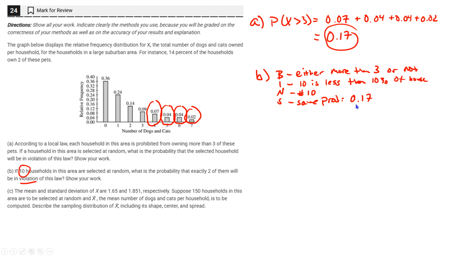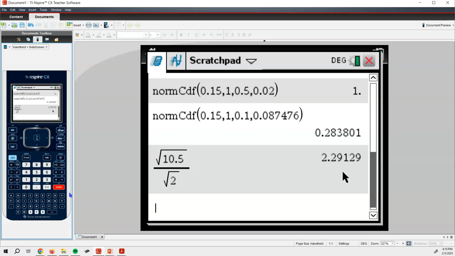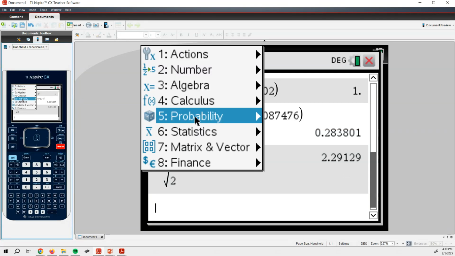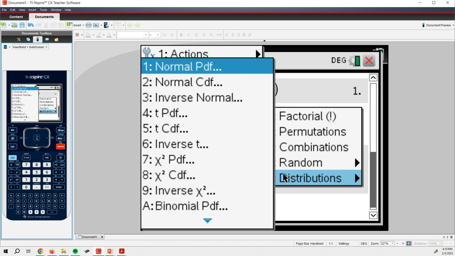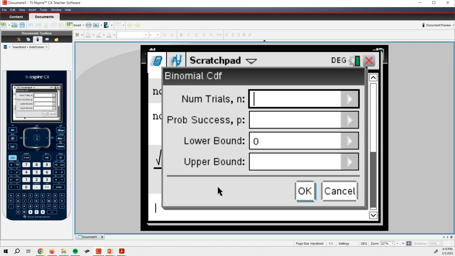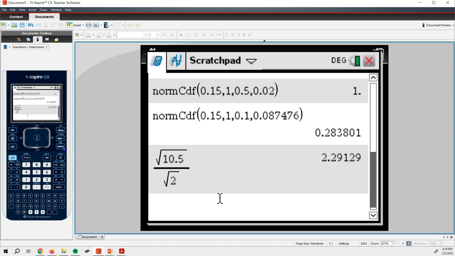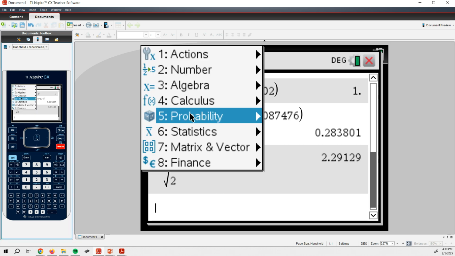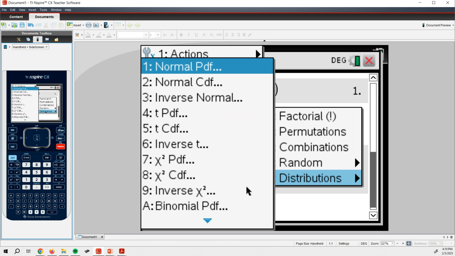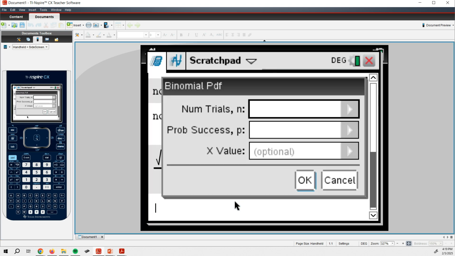So we can do binomial CDF, or PDF in this case. It says it's exactly 2. So we can use our calculator and do menu, probability, distributions, binomial PDF, not CDF. Menu, probability again, sorry, distributions, binomial PDF. Number of trials is 10. Probability of success is 0.17. And the X value we're looking at is exactly 2.